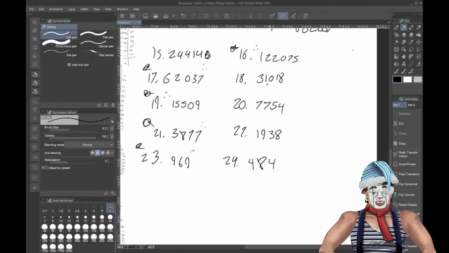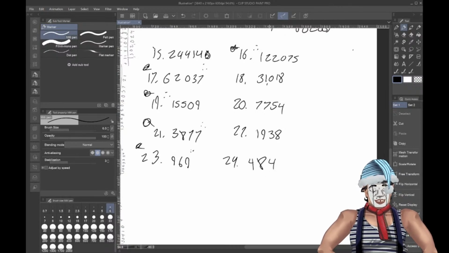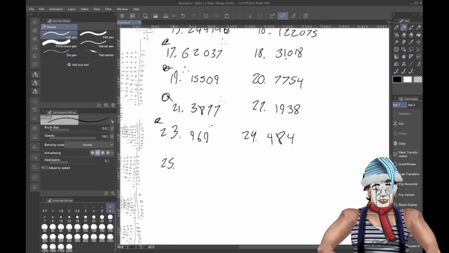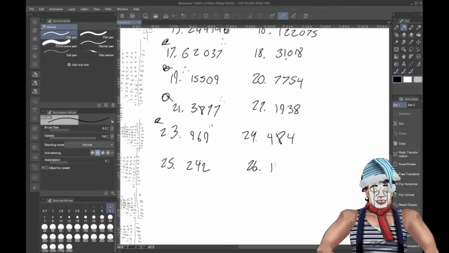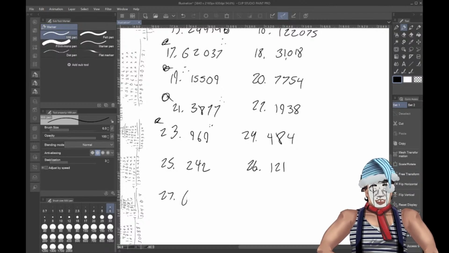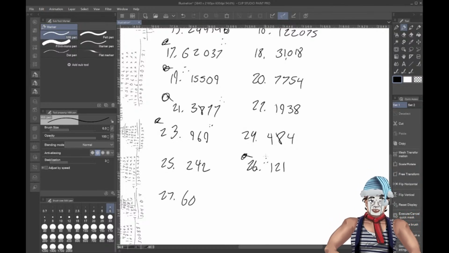Okay, game 25. That's an easy one. That's 2, 4, 2. Game 26. That would be 1, 2, 1. Game 27. 60. This is a triples game too. 60. In 28, that's 30. Oh, so close. So close. Look at that. I couldn't get it.